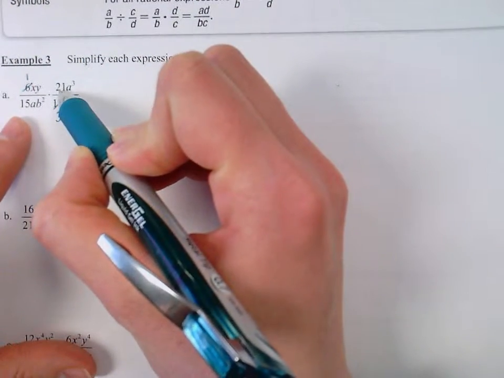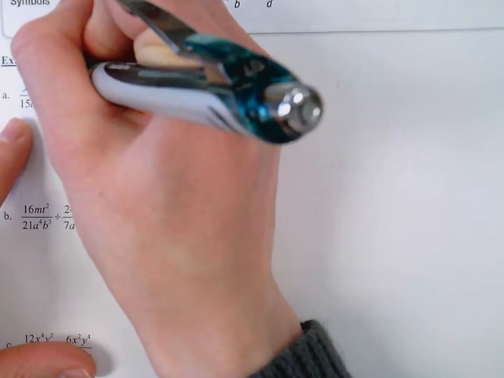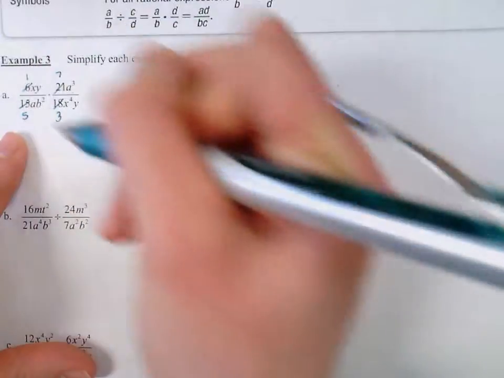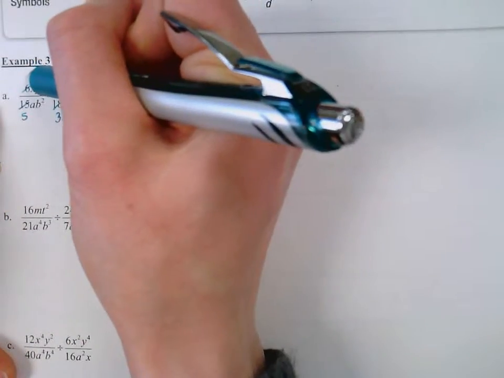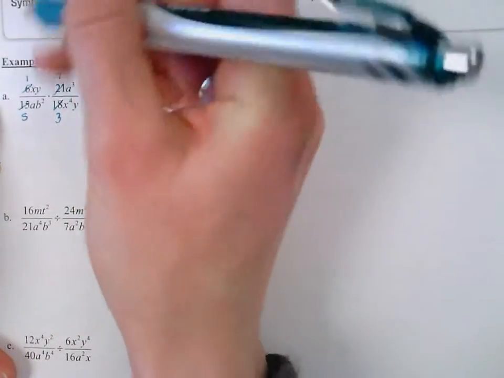And then 15 and 21, I can both divide by 3. So the 21 becomes a 7 and the 15 becomes a 5. And then I'm going to multiply across. So I multiply the 1 and 7, which is 7.